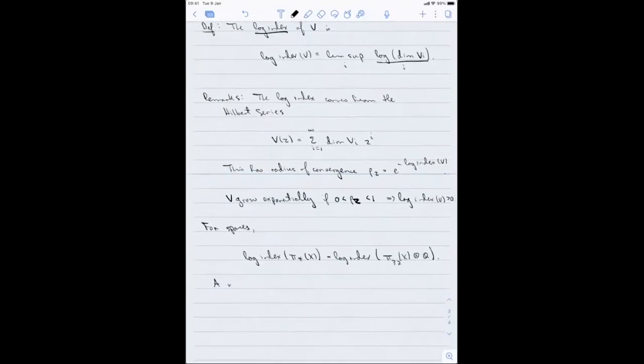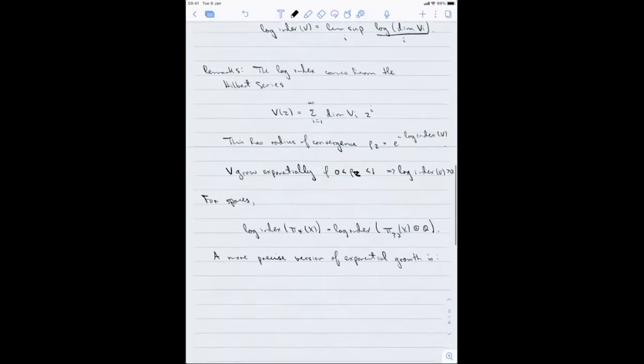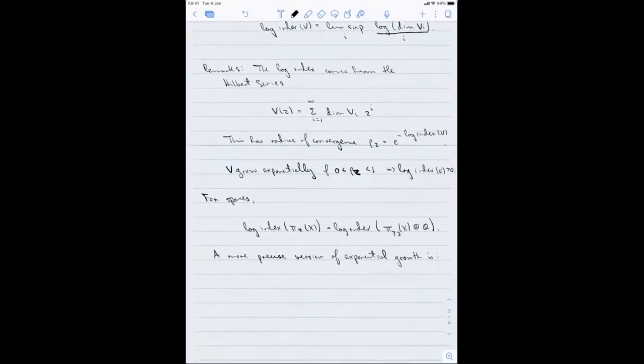And you can make a more precise version of exponential growth. So this is a definition by Felix, Halpern, and Thomas. So the graded vector space.